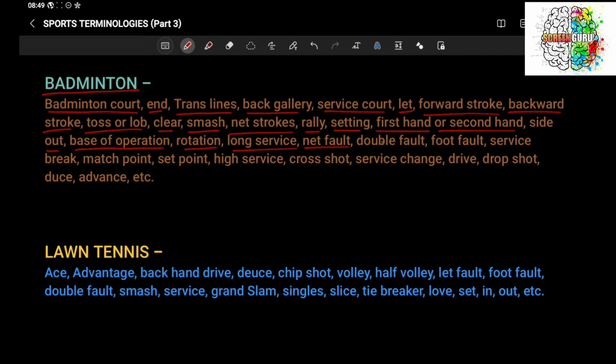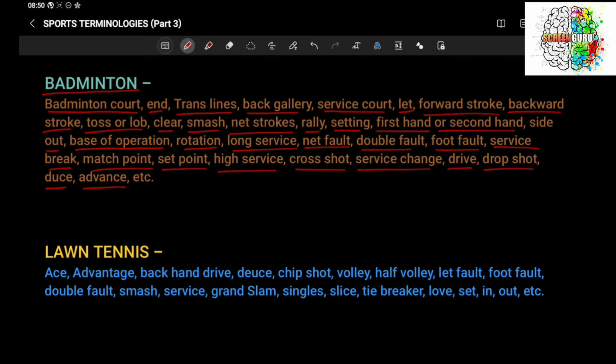Then we have net fault, double fault, foot fault, service break, match point. Now this is how the opponent gets a point. Different rules: set point, high service. Now again types of service. Then we have cross shot. It is a type of stroke. Service change, drive, drop shot, deuce, advance, etc.